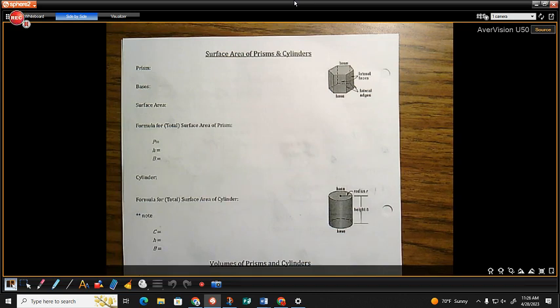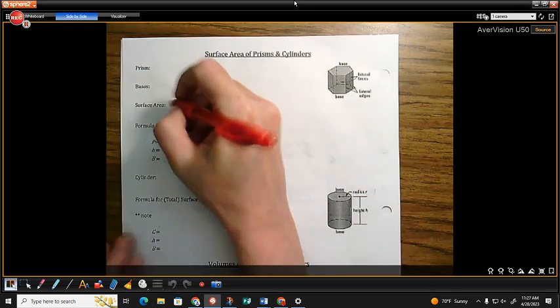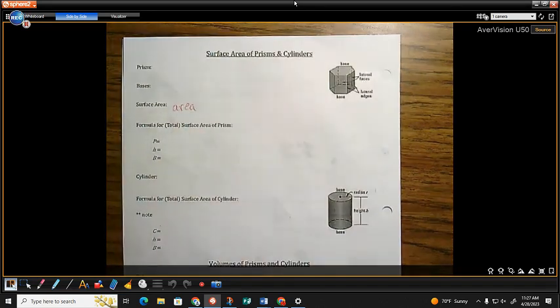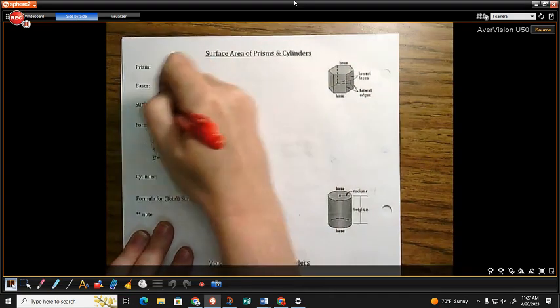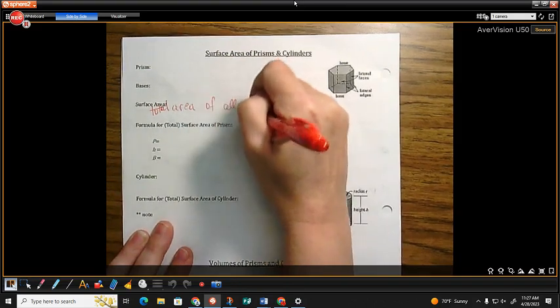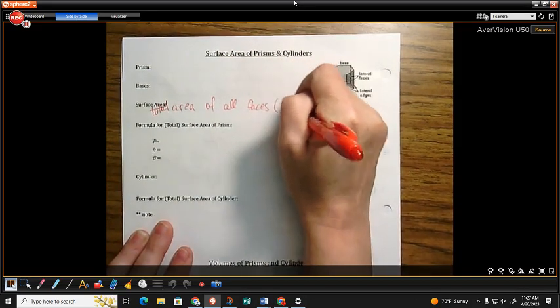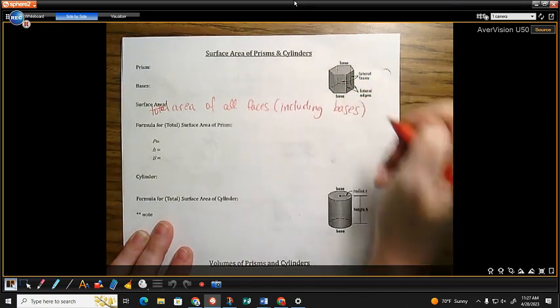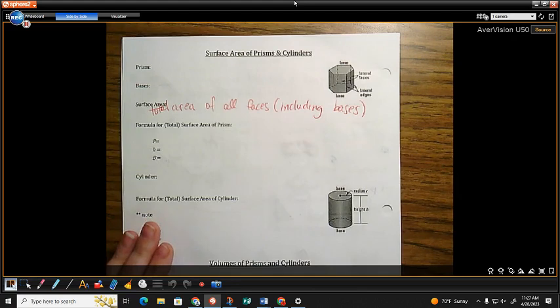What are the surfaces on a polyhedron? The faces and bases, which are made of polygons. So surface area is going to be the total area of all the faces, including the bases.